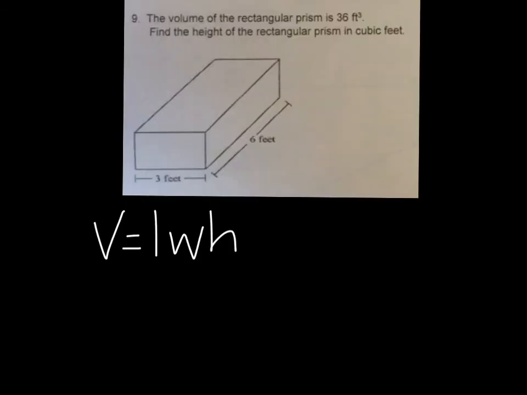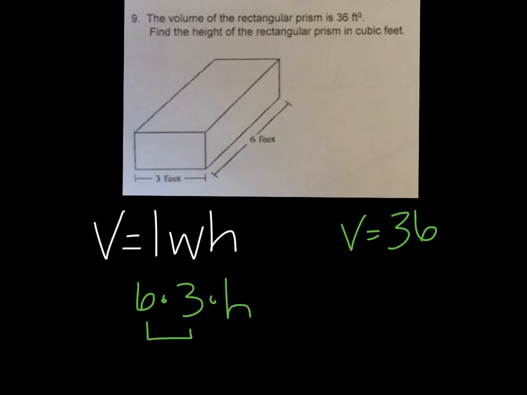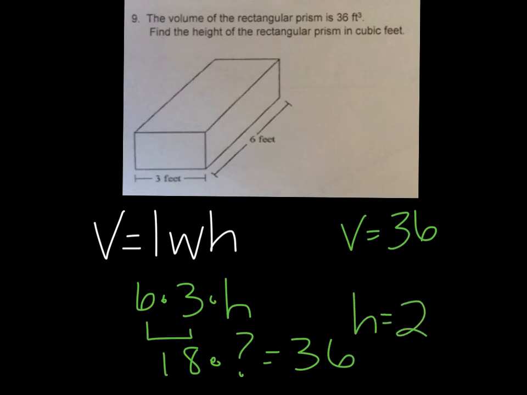Number 9, again, it's a rectangular prism, and we know that the volume equals 36. So we need to know what the height is. The length is 6, the width is 3, and we don't know what the height is. So 6 times 3 is 18, and 18 times what equals 36? 18 times 2. So the height would equal 2 feet.